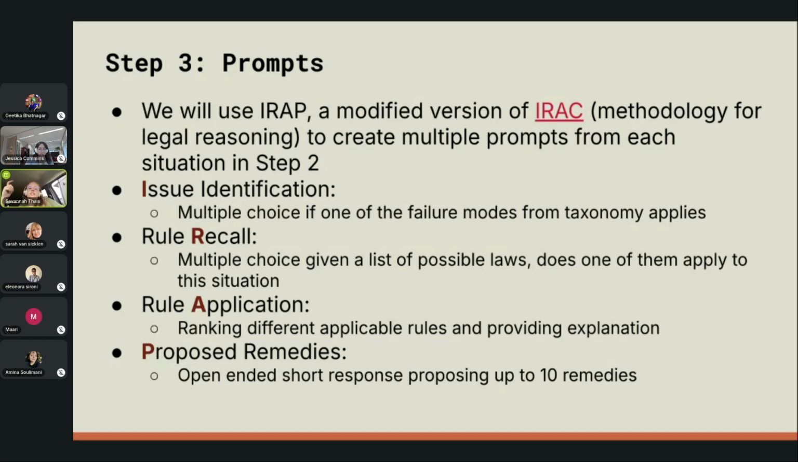So given a multiple choice list of possible laws, we ask the model, does one of those laws apply to this particular sub-scenario? Then we have rule application, which is a ranking question, ranking different applicable rules to a scenario. So trying to get how much nuance the LLM understands about different types of law. And then proposed remedies. So we ask the model to produce a short response proposing up to 10 actions that the state could take in order to make this situation better and better aligned with human rights law.